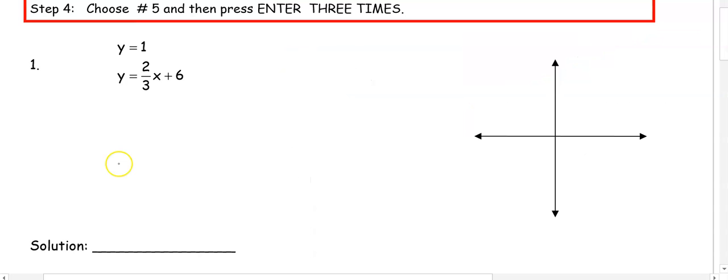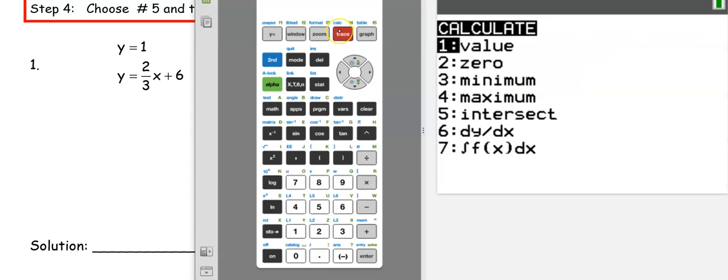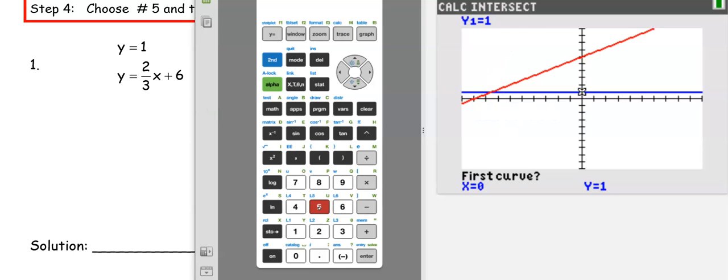So we see our picture with the lines intersecting. So we're going to draw a quick sketch of that. So we have one line that is horizontal, and then we have another line that's increasing from left to right, and they're intersecting somewhere in the second quadrant. So to find that point of intersection, we would hit second, trace. It will take us to a menu that says calculate. We want to find the intersection, so we're going to pick option 5. It will take us back to our graph, but now we have this blinking cursor. We're going to hit enter 3 times.